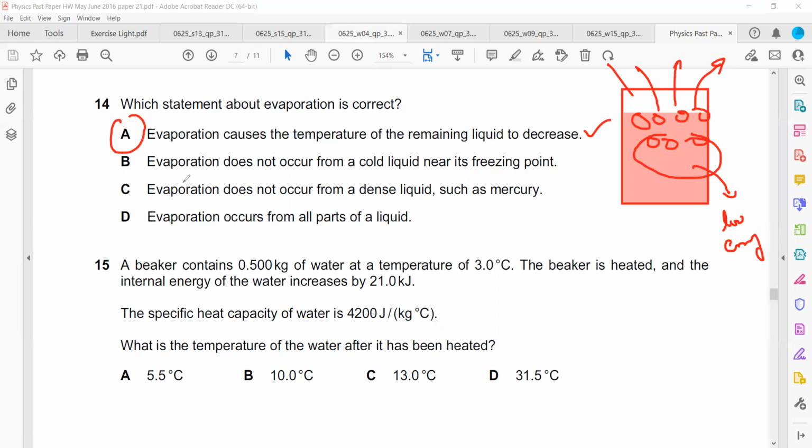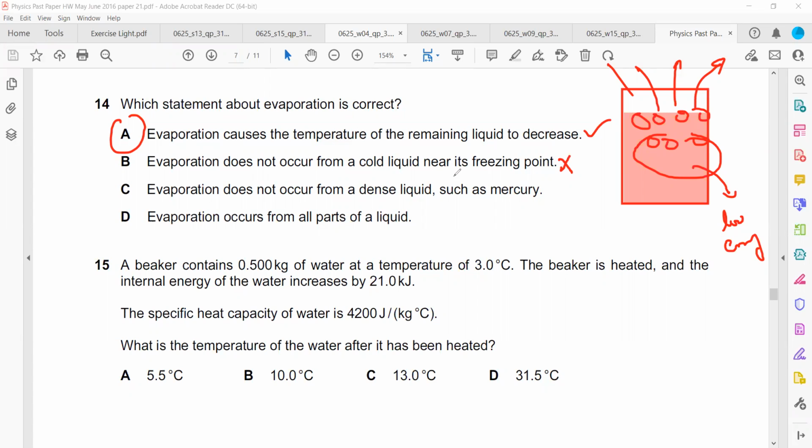Why not B, C or D? Evaporation does not occur from cold liquid near its freezing point. That is wrong. Evaporation occurs at all temperatures. If we have a liquid, whether it is hot or cold, evaporation will occur. The rate of evaporation may vary. For a hot liquid, evaporation occurs at a faster rate compared to a cold liquid. But evaporation occurs at all temperatures. It does not depend on the temperature; the rate changes but the process continues.